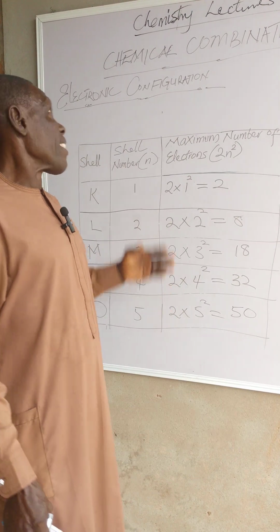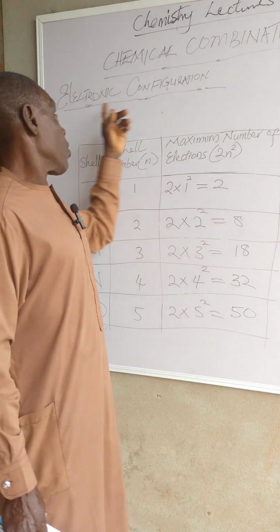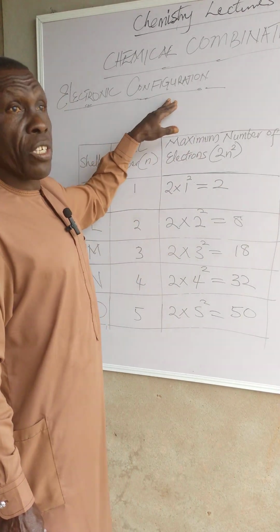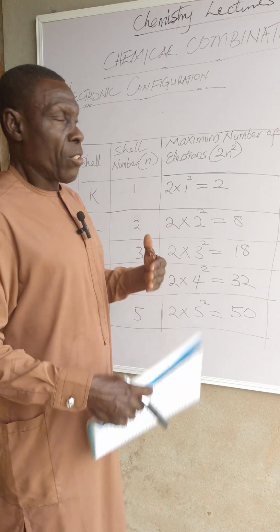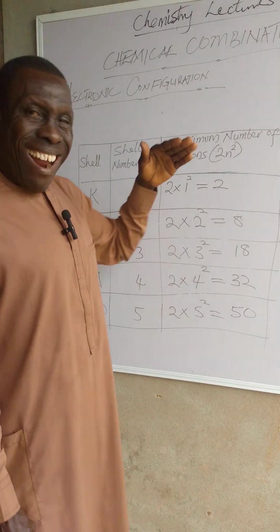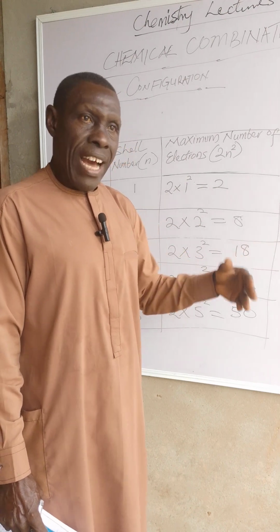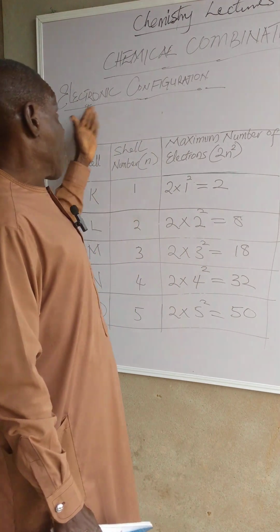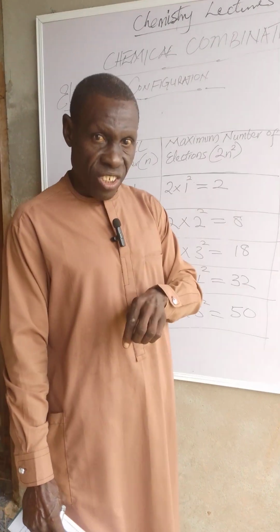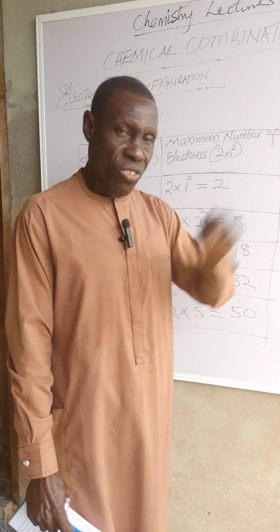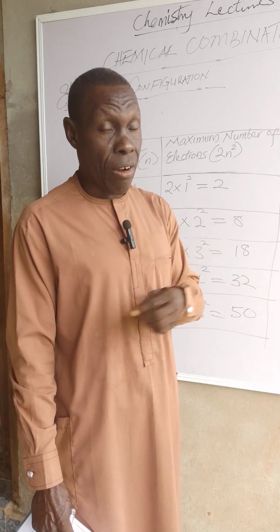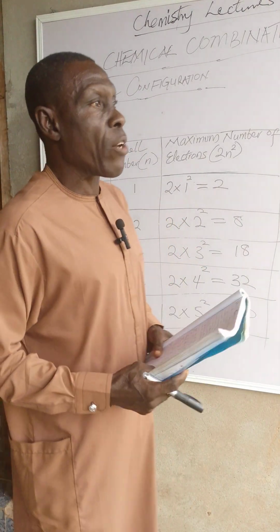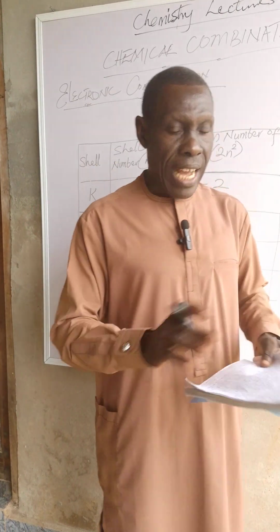Now, ordinarily, when you say electronic configuration, the word electronic is from the word electron. Configuration means arrangement. So when you say electronic configuration, it is the arrangement of electrons. And electrons are parts of atoms of elements. So when you say configuration of electrons, it means how electrons are arranged on the shells of atoms of elements. Now, let us go by what I have in my note. Then we shall be discussing and explaining.